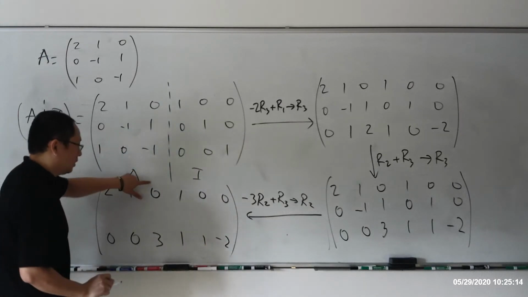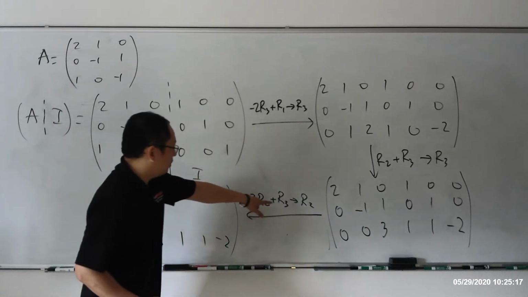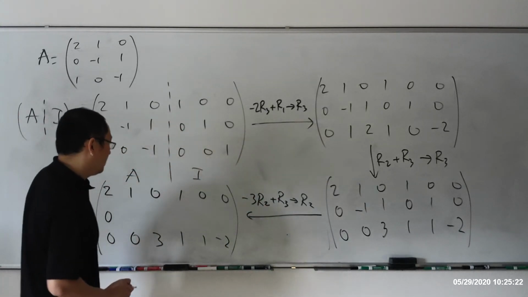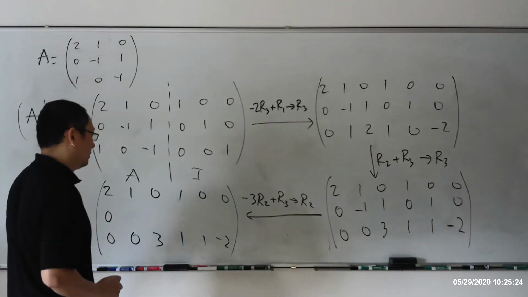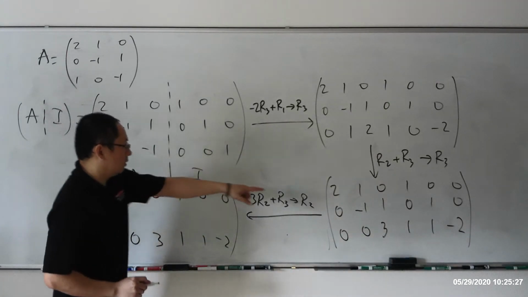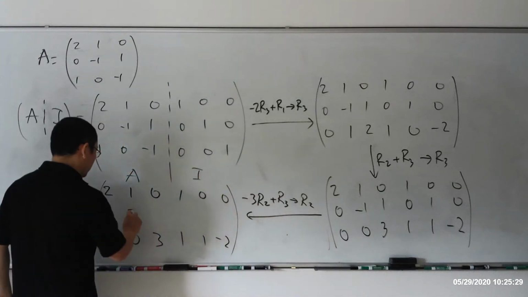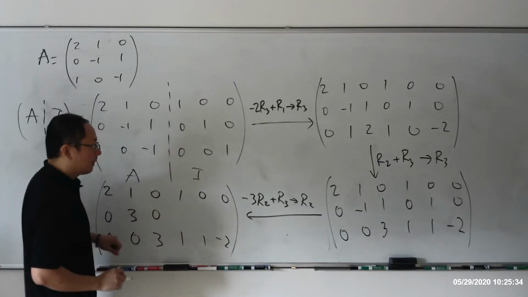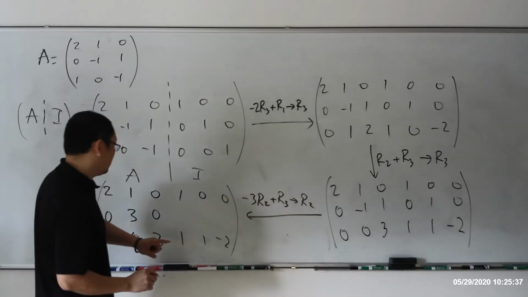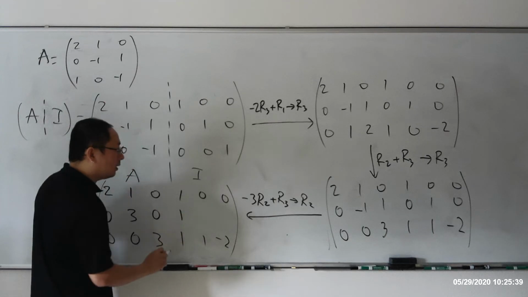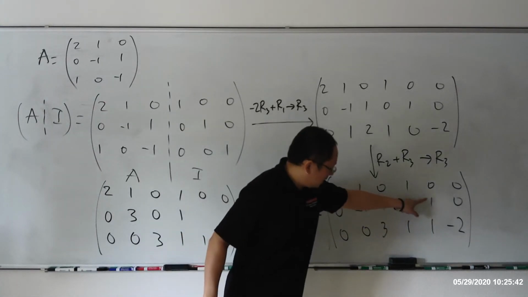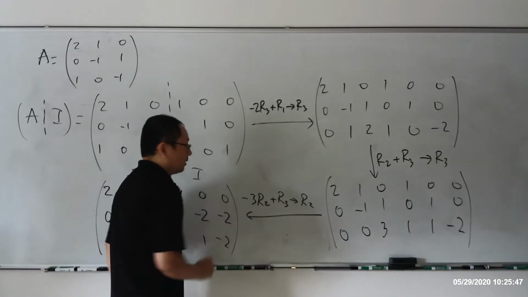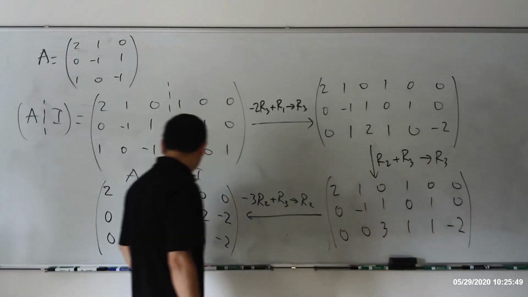Now we calculate row 2. Negative 3 row 2 plus row 3. So 0 here. Negative 3 row 2, negative 3 times negative 1 is 3, plus 0 is 3, and that's going to be 0 here. This is my 0, by the way. And then what? Negative 3 row 2 plus row 3 is going to be 1. Negative 3 plus 1 is negative 2, and then the last one is negative 3 times 0 plus 2. Okay.